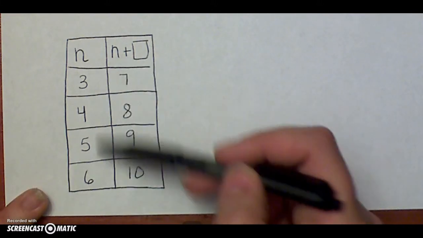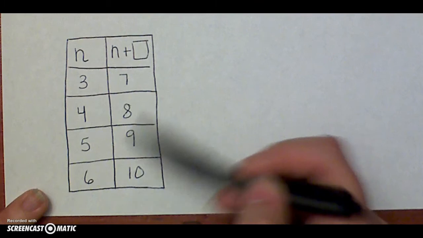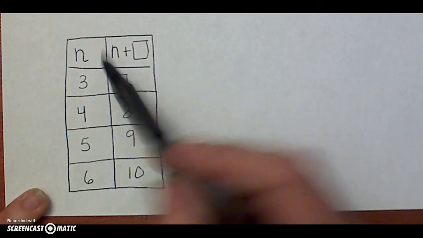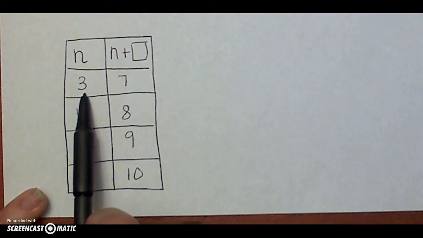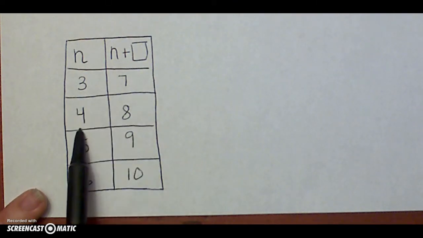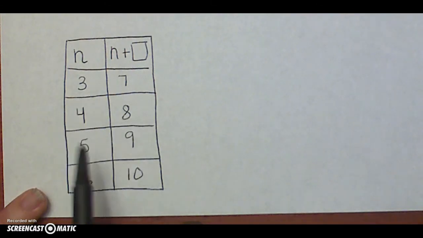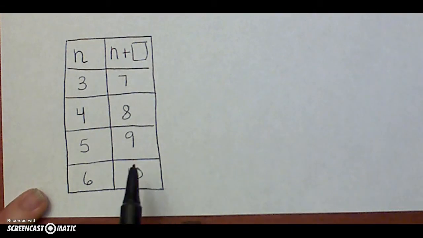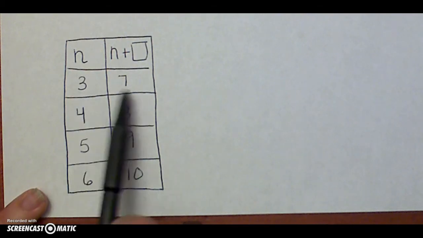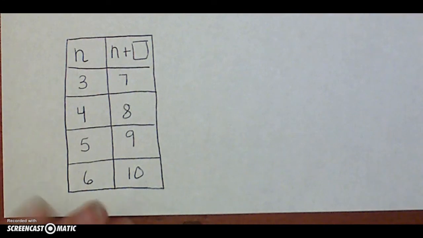So in this column we have n. And in this column we have n plus something. That'll be the rule. So we have to determine, what did we add to 3 to get to 7? What did we add to 4 to get to 8? What did we add to 5 to get to 9? And what did we add to 6 to get to 10? It all has to be the same in order for the rule to really be created. So I know that 3 plus 4 equals 7. So my rule is n plus 4.